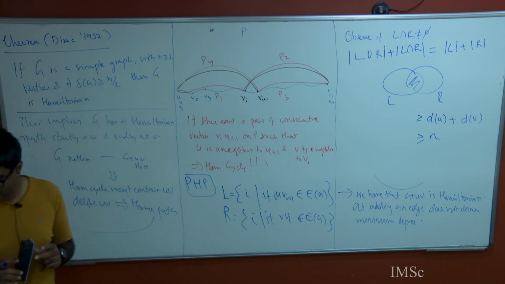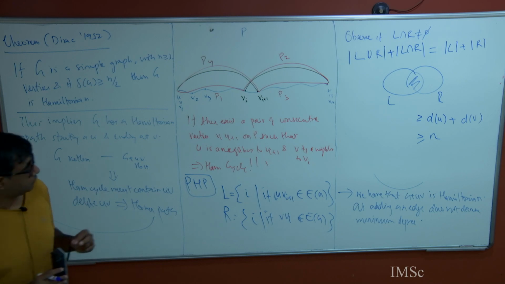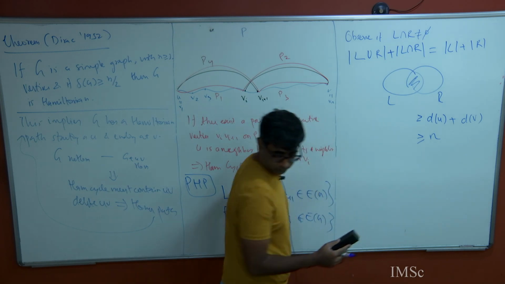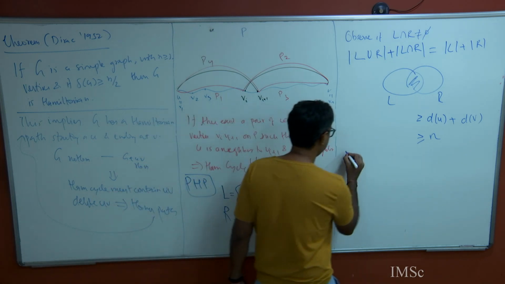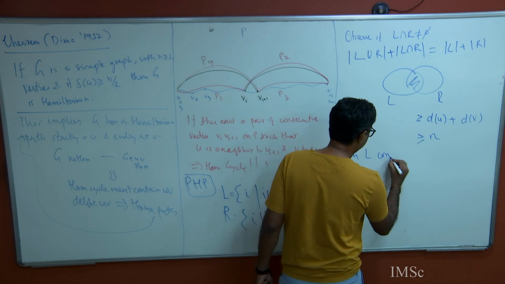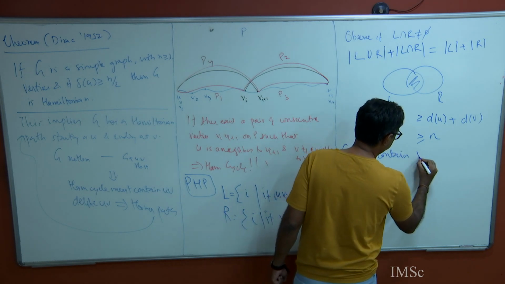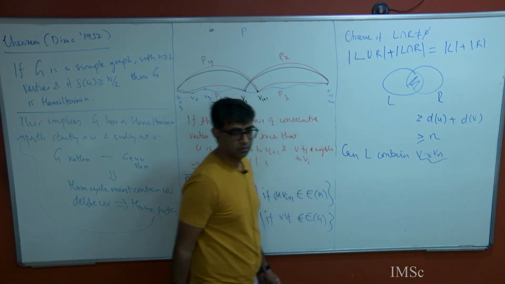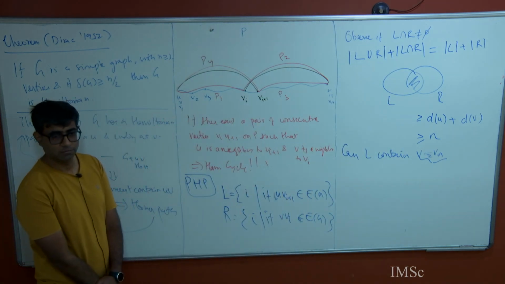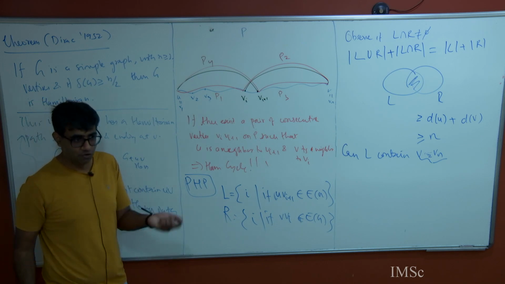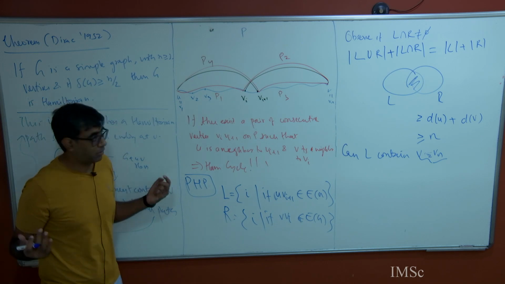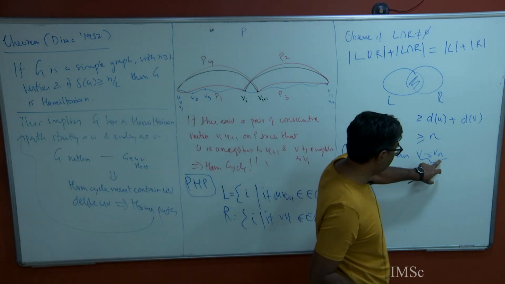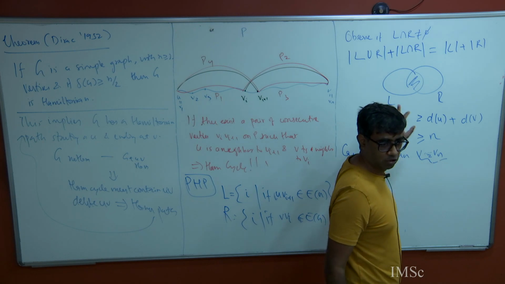But now look at, so if L intersection R was non-empty, we would have been done. Right? But look at this otherwise. Okay. Can L contain V equal to Vn? Tell me. Can L contain V equal to Vn? Why? Because that is the edge we assume that it doesn't exist. Because we started with G does not have the edge UV, right? So definitely V equal to Vn is not there.